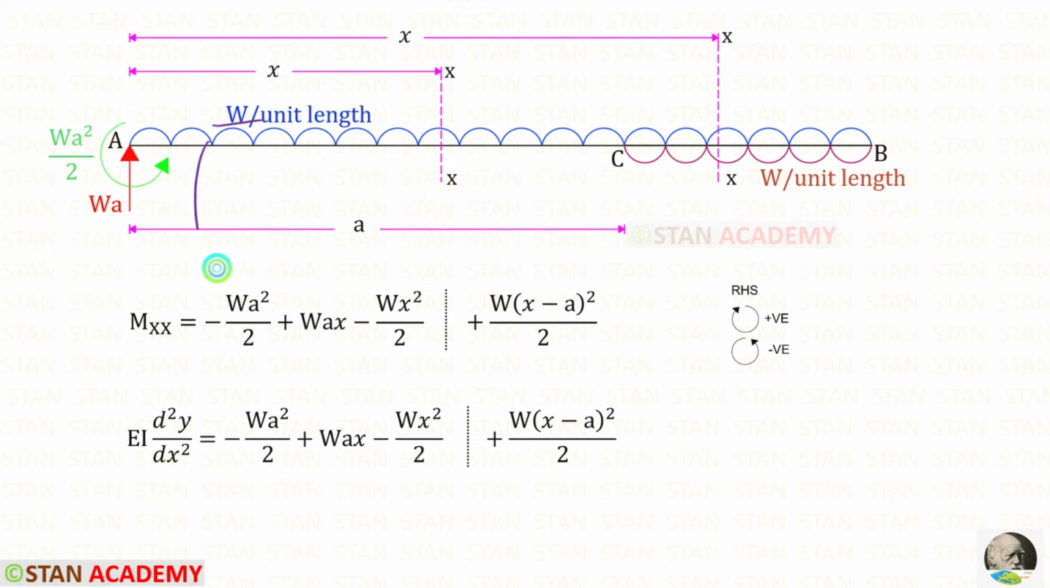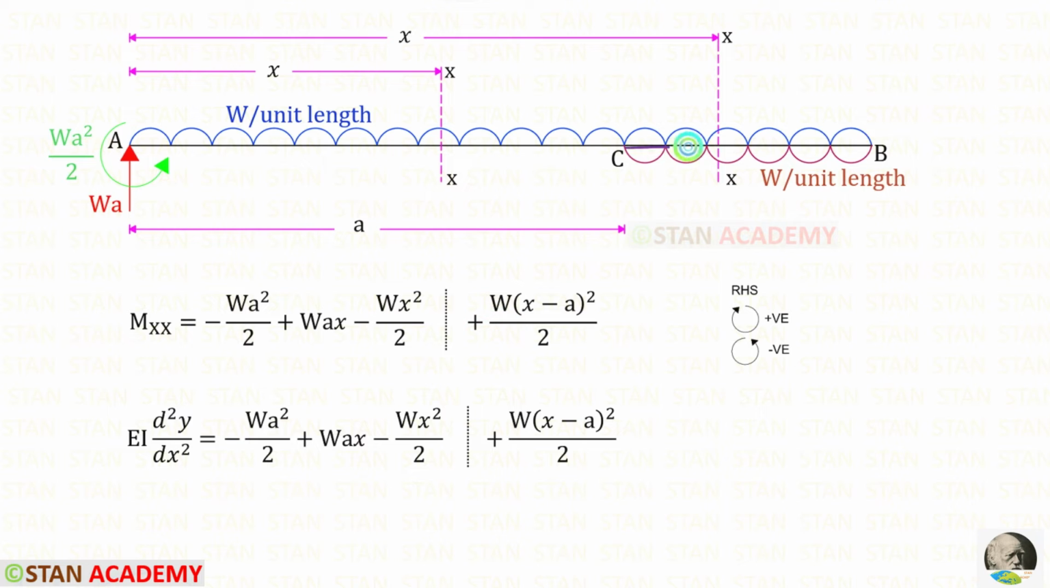The UDL is acting in the anti-clockwise direction, so it will be negative. We know that with the UDL we have to multiply the distance and then the distance by 2. So x into x by 2, we will get minus wx square upon 2. This UDL is acting in the clockwise direction, so it will be positive.